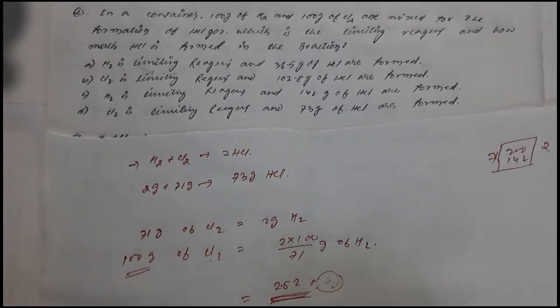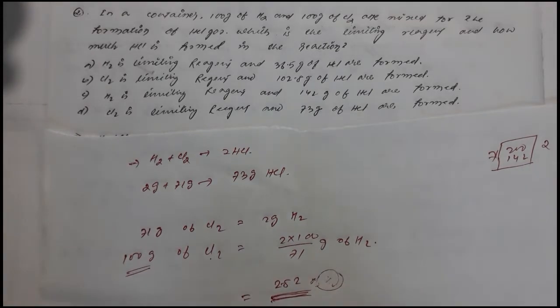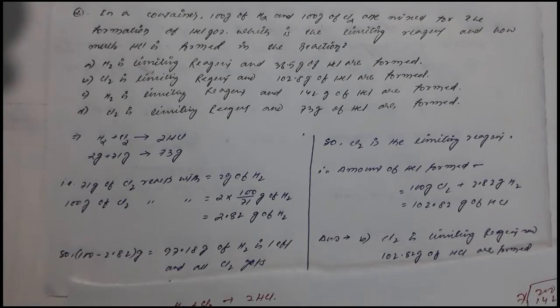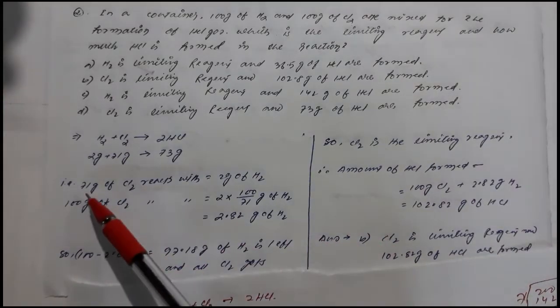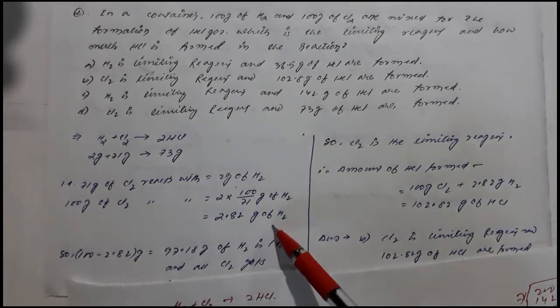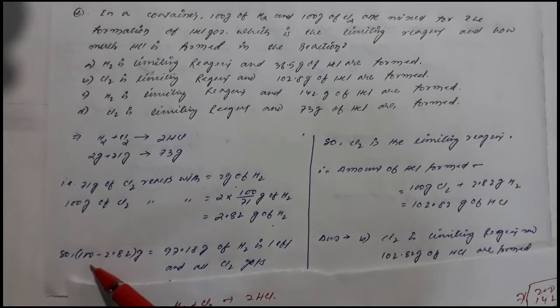So I have solved the question for you, so let's have a look. Now what we can say is that among 100 gram, if you require only this much, that means this amount will be left, right? So look, 71 gram of Cl2 will react with 2 grams. So 100 gram of Cl2 will react with this many grams of H2. Therefore 100 gram minus this much equals the H2 left, and all the Cl2 gets consumed.